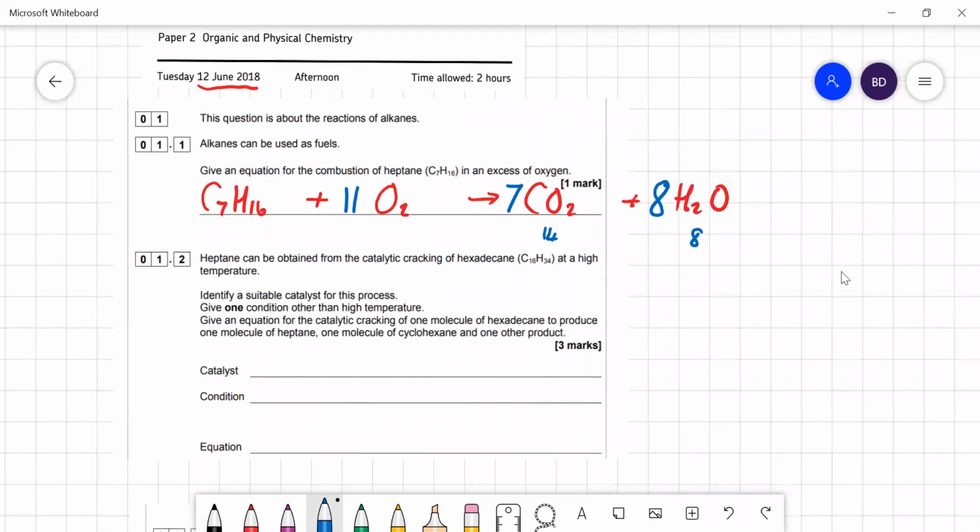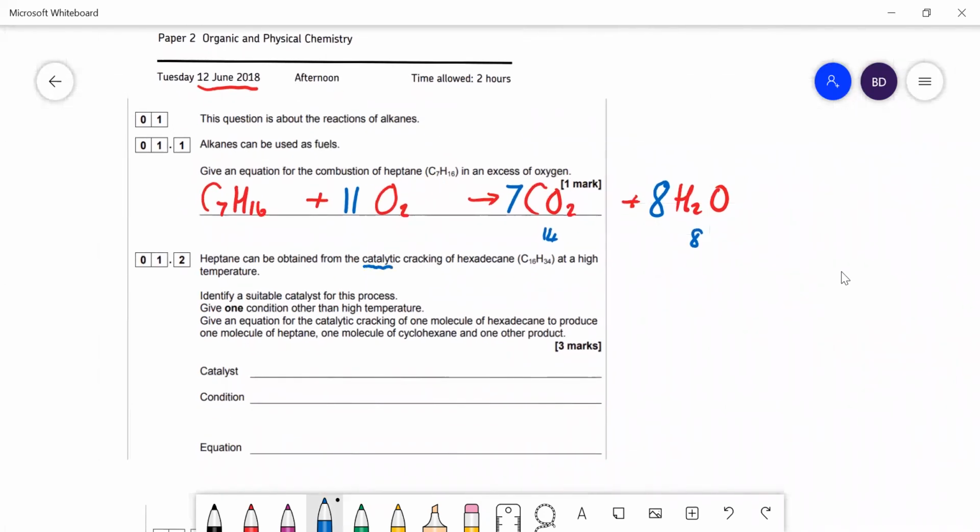Okay, so this is asking about catalytic cracking, so not thermal cracking. High temperature, so we need a suitable catalyst. Well, the answer there is just zeolite, which is some kind of aluminium oxide, a zeolite catalyst. One other condition other than higher temperature, you need moderate pressure, not high pressure.